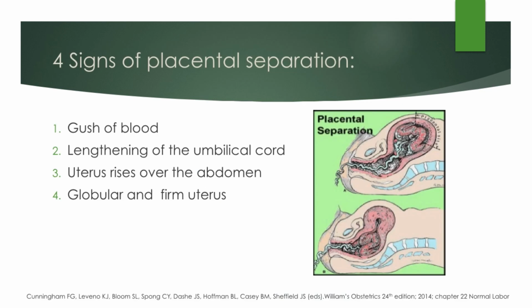So as I've said, before you do delivery of the placenta or do a controlled cord traction, you have to note first the 4 signs of placental separation. And these are the gush of blood, the lengthening of the umbilical cord, when the uterus rises over the abdomen, and when the uterus becomes more globular and firm.